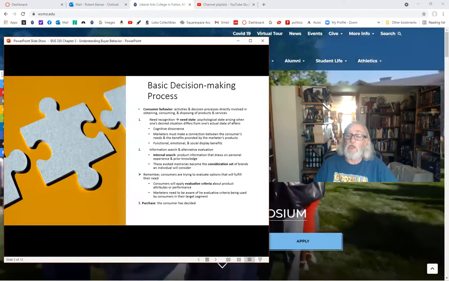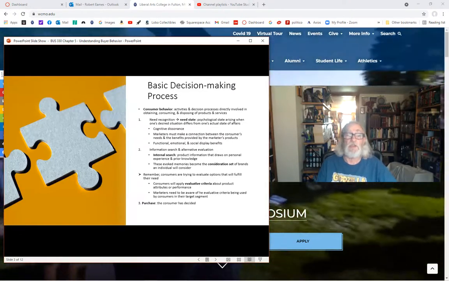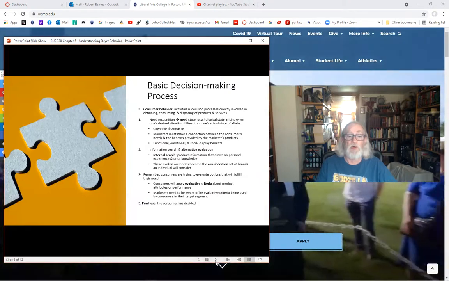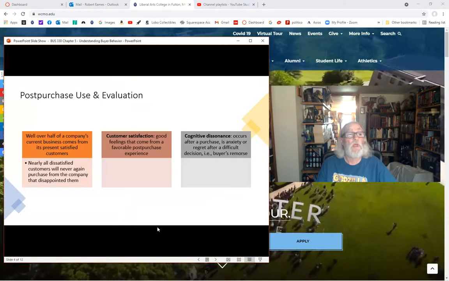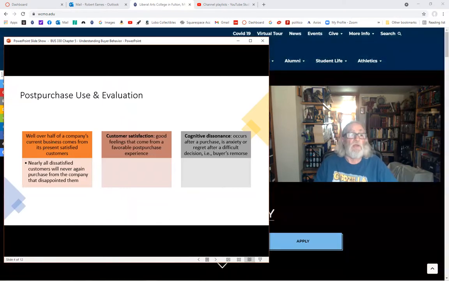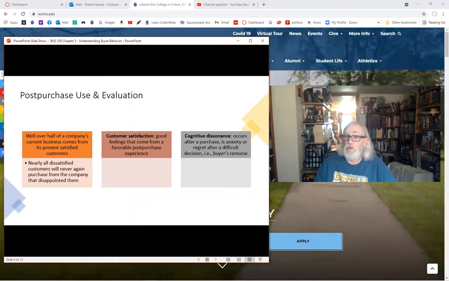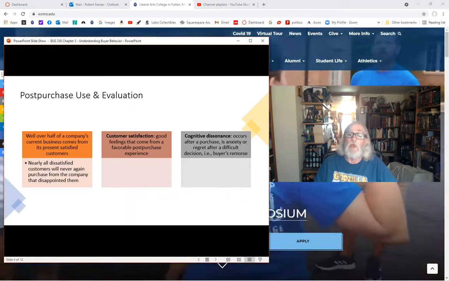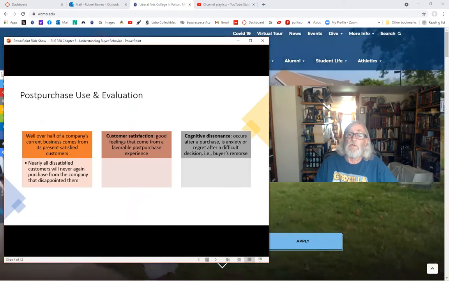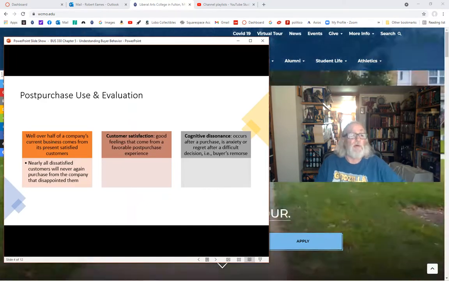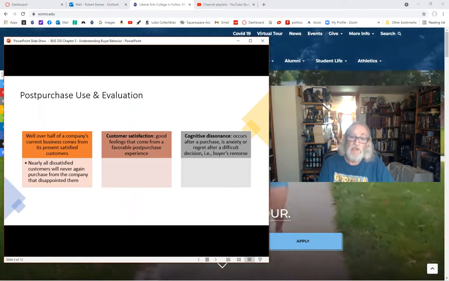The end result of this basic decision-making process is a purchase or no purchase. The customer makes a decision. So after we've made a purchase, we always have a post-purchase use and evaluation phase that we all go through. When we think about the business that organizations do, more than half of any given company's current business comes from present customers.